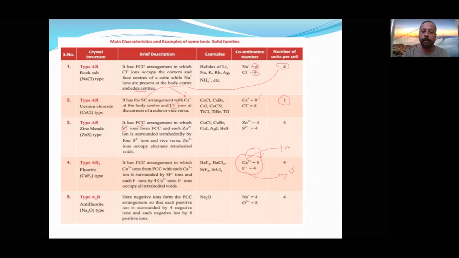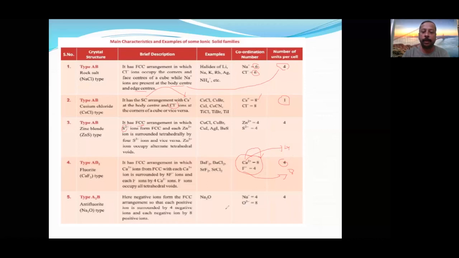8. But total, if you count the number of CaF2, how much will it be? 4 only. Number of fluorine are 8, number of calcium are 4, but CaF2 will be 4. And coordination number will be just opposite. Number of calcium are 4, but coordination number of calcium will be 8.